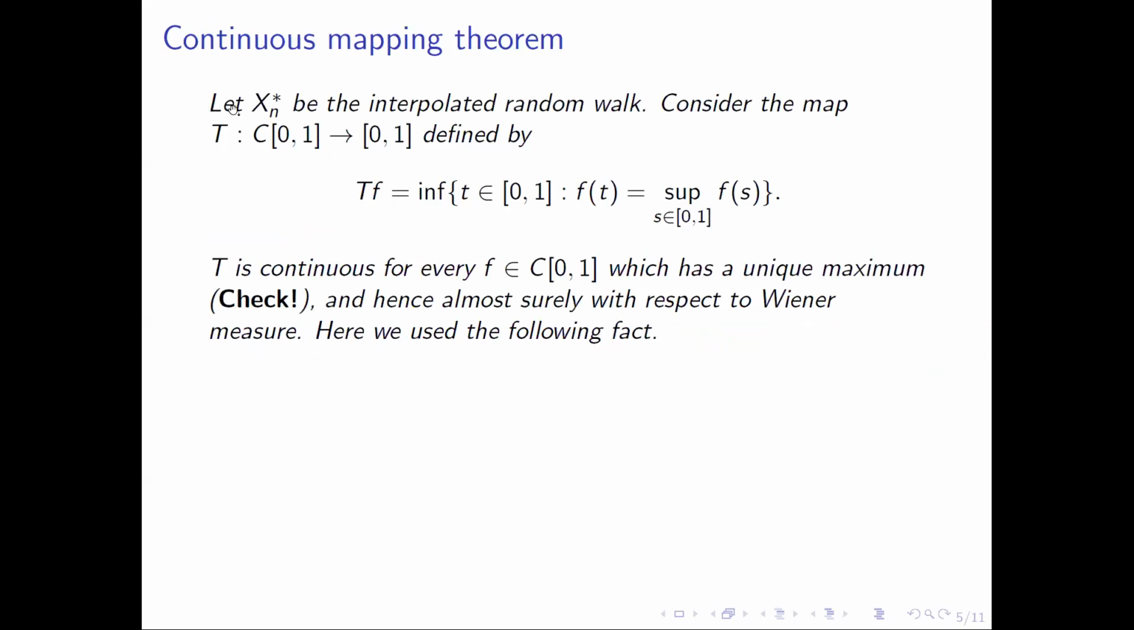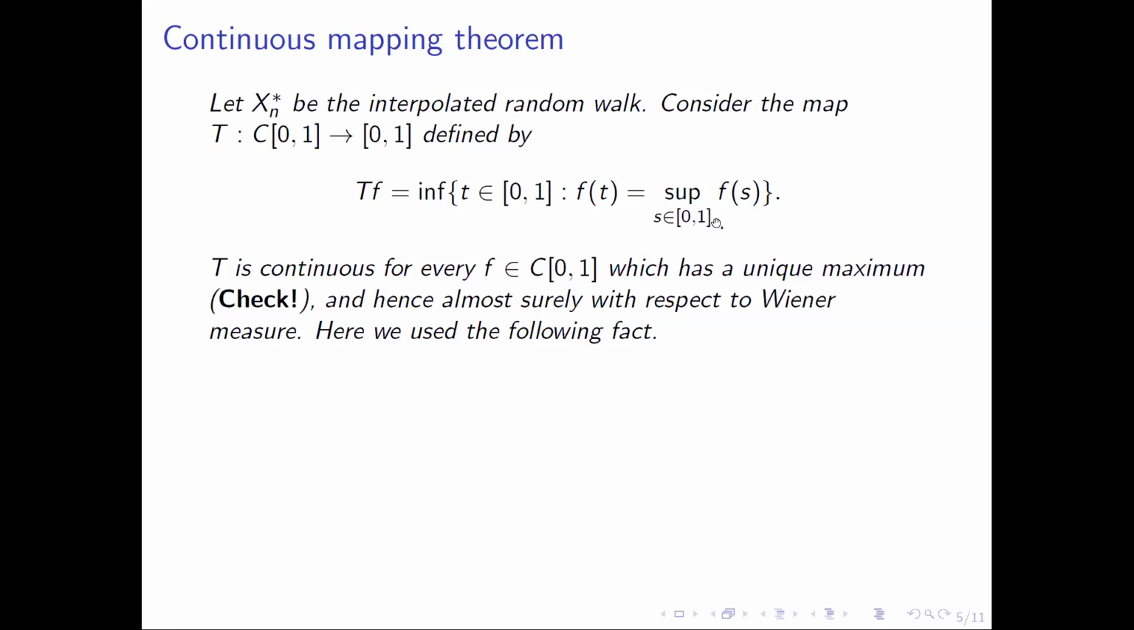So recall, let Xn star be the interpolated random walk. We take the random walk, do a linear interpolation, and call it Xn star. So Xn star is the random walk trajectory we have. Now we consider a map T from C[0,1] to [0,1], which is given by, for a function f in C[0,1], the infimum of t in [0,1] such that f(t) is the supremum of f(s), s in [0,1]. So this is again the first time the function achieves its supremum.